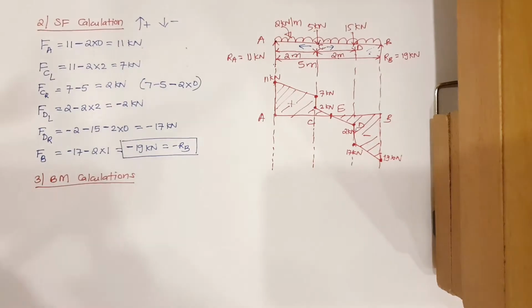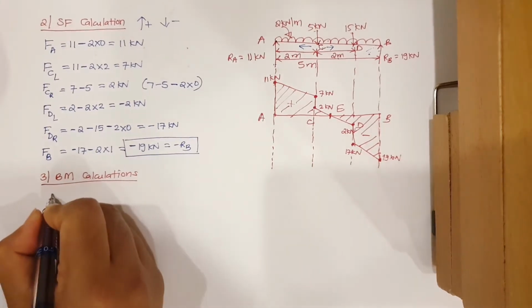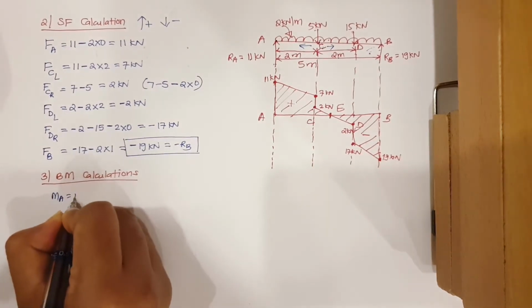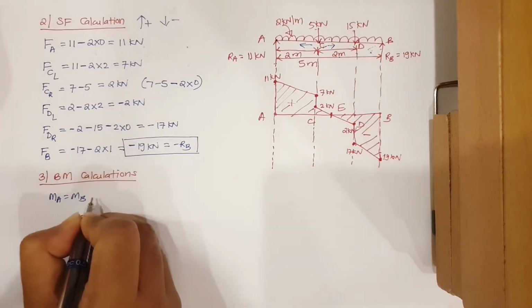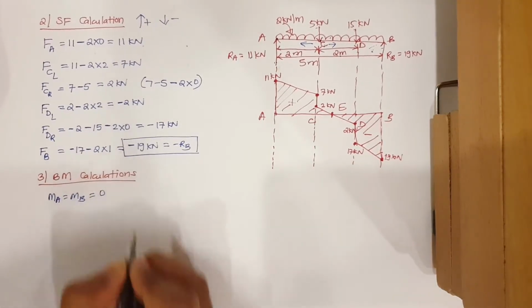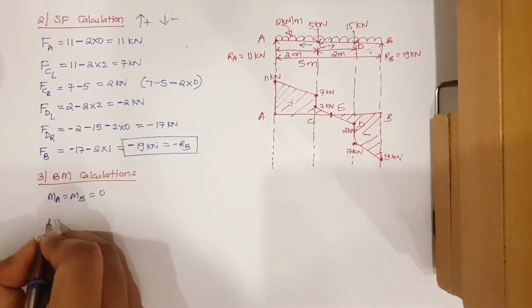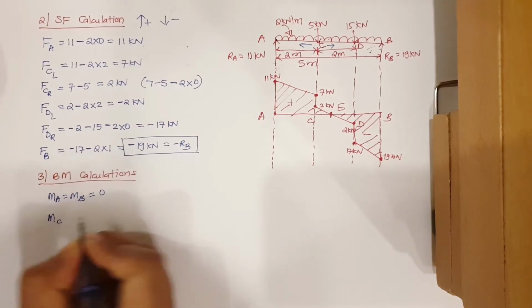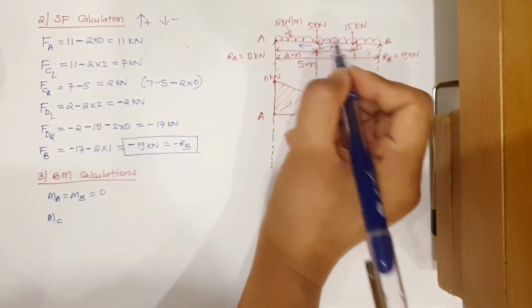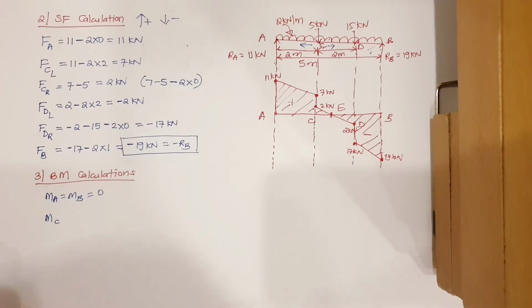Okay, so for the simply supported beam, moment at A is equal to moment at B. A and B pe support hai, to us pe simply supported ke liye 0 honge. Now moment at C point, is point pe, C point pe kitna aayega?